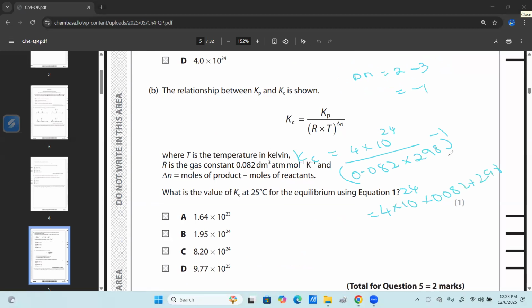So the answer is 9.77 into 10 to the power 25. I got minus 1 because it is the number of moles of the products minus the number of moles of the reactants. When I get a negative 1, to remove that, I should take it up. Then I have to multiply everything by 4 into 10 to the power 24. Then only you get the correct answer.